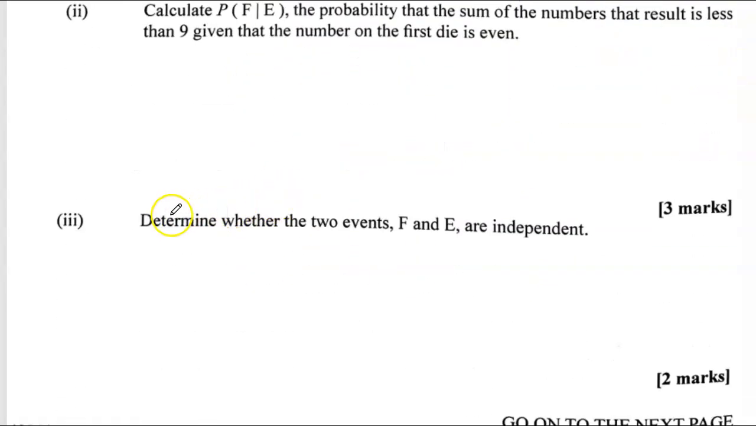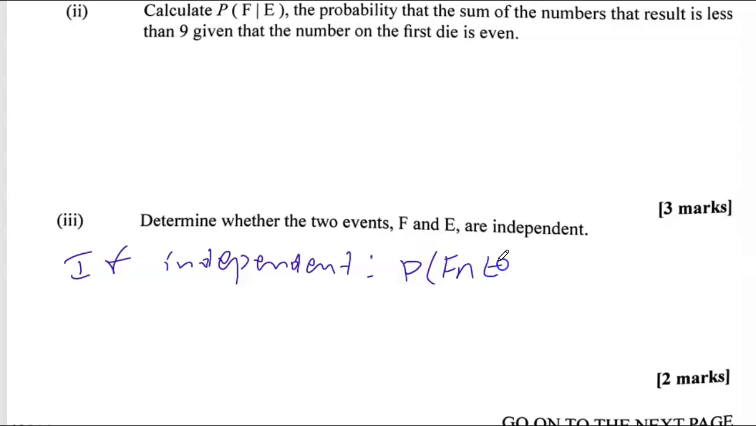And part 3, we are asked to determine whether the two events F and E are independent. If independent, we know that the probability of F intersect E is equal to the probability of F times the probability of E. So we need to find all these probabilities and see if this equation holds true.